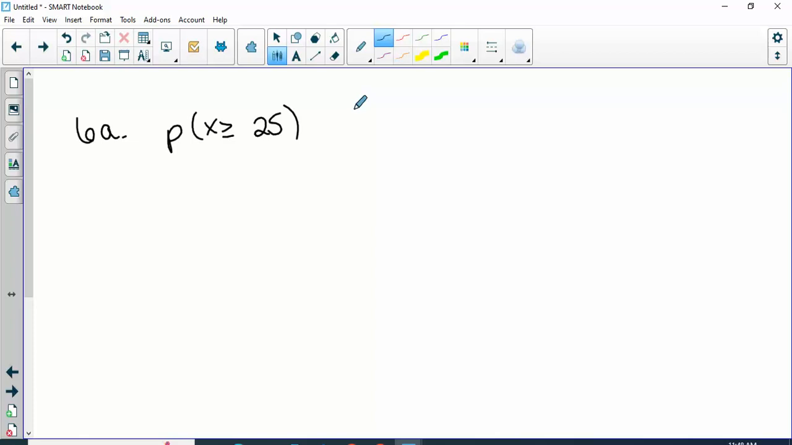Same thing with number 8. We have the charge life of a battery, normally distributed, mean, standard deviation. We want the probability that a battery lasts more than 100 minutes. So not a sample, just one particular battery. Okay? Does that make sense to everyone? So let's go ahead and go to our next question.